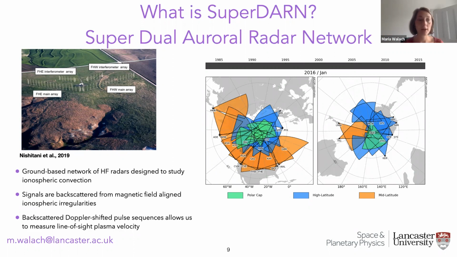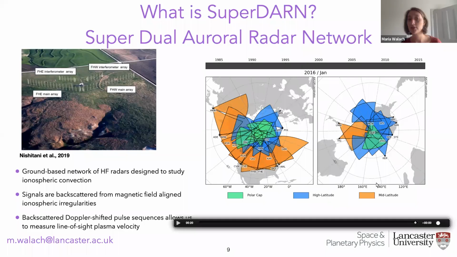And the way they work is they send radio signals into the ionosphere. These signals are then backscattered from magnetic field-aligned ionospheric irregularities, and the backscattered Doppler-shifted pulse sequences then allow us to measure the line-of-sight plasma velocity.